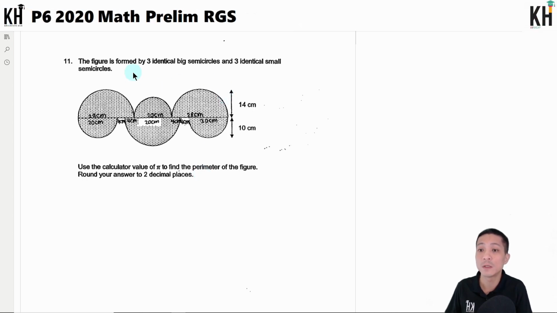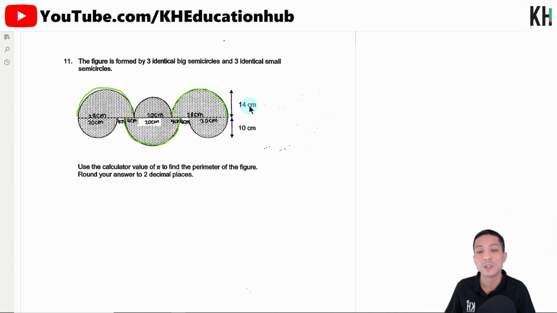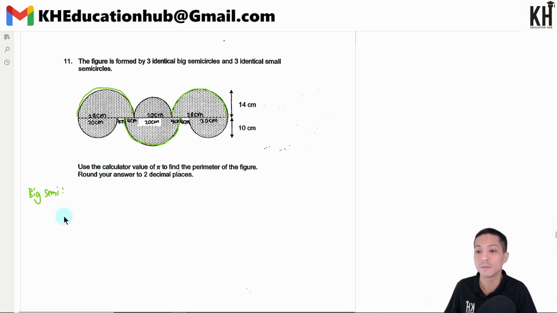Okay, so I'm going to split them into big and small. So the big perimeter, I'm going to use a green one to highlight it. 1, 2, and 3 semicircles. So 3 semicircles is 1.5, right? Or 3 over 2. So I'm going to write over here big semi.